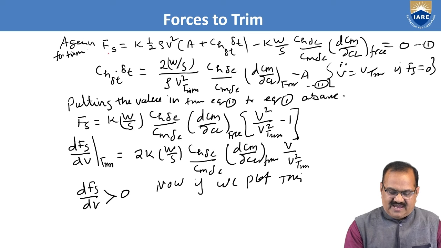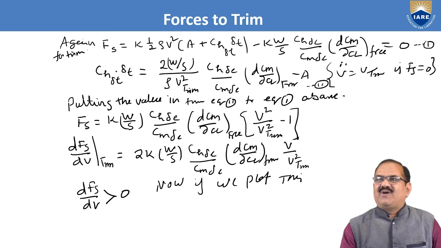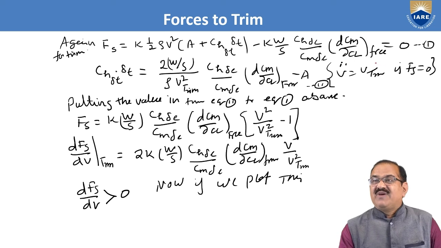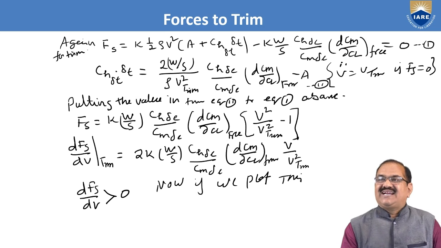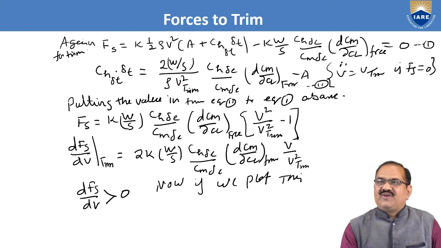we will get Fs = K [½ρV²S (C_h_δe δe + C_h_δt δt)] minus K (W/S) (C_h_δe / C_m_δe) (dC_m/dC_L)_free = 0. If you solve this, we will get here that C_h_δt into δt equals 2W/S over ρV_trim² times C_h_δe by C_m_δe dC_m/dC_L.